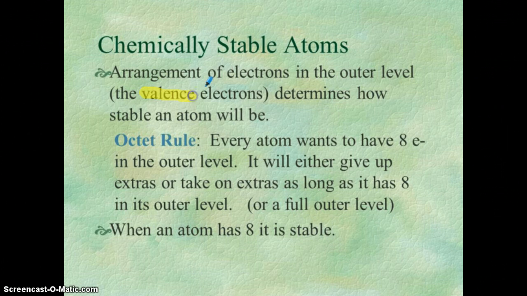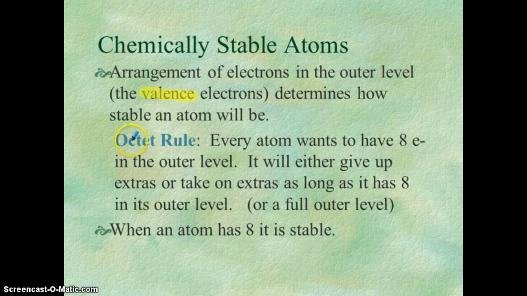We're going back to the periodic table here. The valence electrons determine how stable an atom will be. If an atom doesn't have all the valence electrons it wants, then it wants to bond with something. It's not stable. Whereas an atom that has a full valence shell, or all the valence electrons it wants, is going to be stable. It's not going to react with anything.